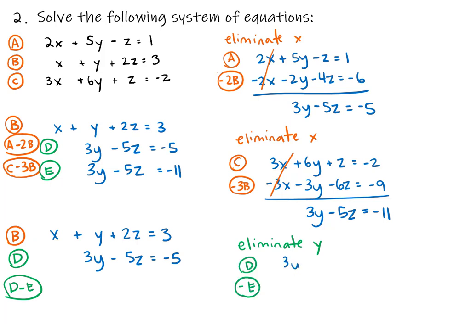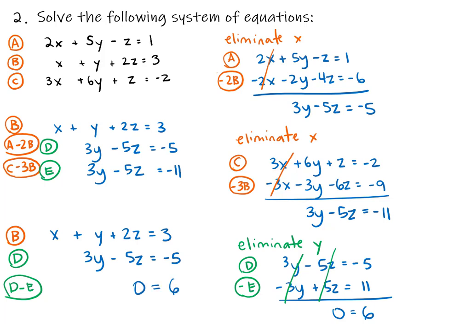So we'll say 3y minus 5z is equal to negative 5, and negative 3y plus 5z is equal to positive 11. And when I add those together, my y should cancel out, but also my z's end up canceling out. And I get 0 is equal to 6, which I'm going to write over here, but we should know that 0 does not equal 6. So there's no way that can be true.